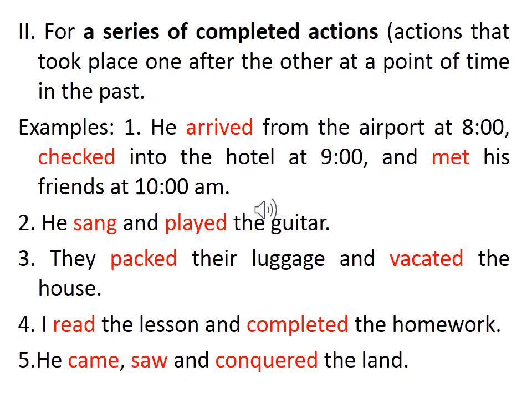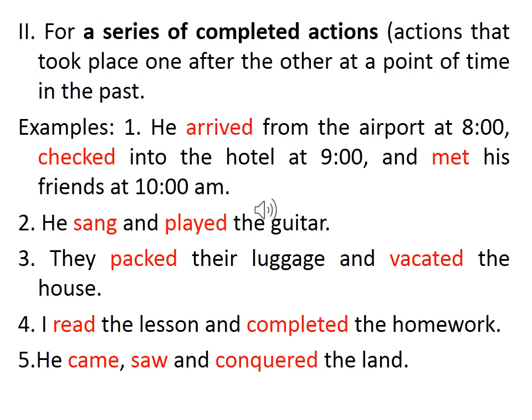The second use of the simple past tense is to talk about a series of completed actions. That means actions that took place one after the other at a point of time in the past. Let's look at the examples. The first one: he arrived from the airport at 8, checked into the hotel at 9, and met his friends at 10 a.m.